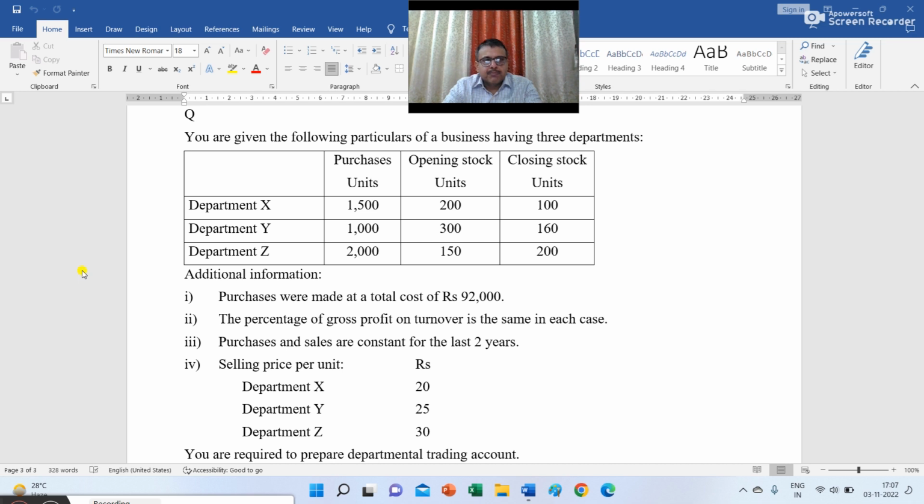Additional information. Purchases were made at a total cost of rupees 92,000. The percentage of gross profit on turnover is the same in each case. Purchases and sales are constant for the last 2 years. Selling price per unit. Department X rupees 20, Department Y rupees 25 and Department Z rupees 30. You are required to prepare departmental trading account.